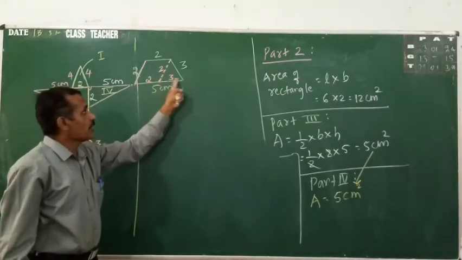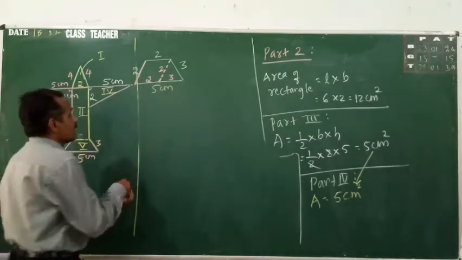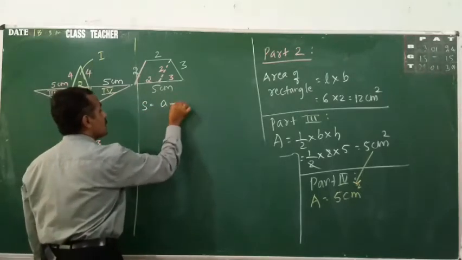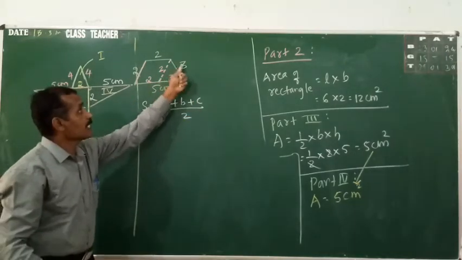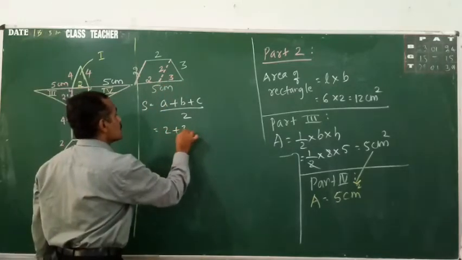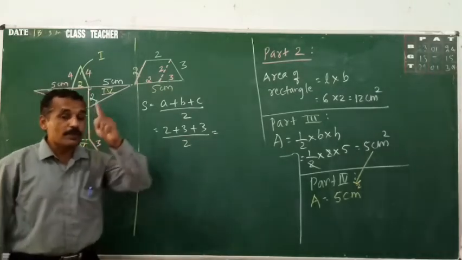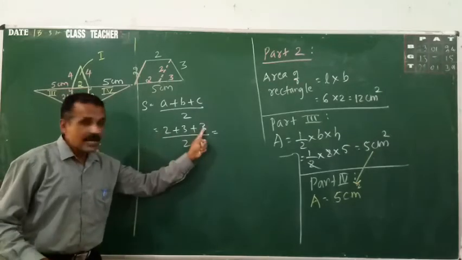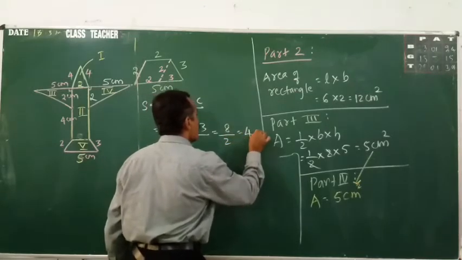Can you find out the area of the triangle first using Heron's formula? I will start. S is equal to A plus B plus C divided by 2. I am talking about the triangle. It is 2 plus 3 plus 3 divided by 2. My dear children, listen to me. Sometimes you may make a mistake. No cancelling first. First add, then divide. 6 plus 2, 8 by 2. Answer is 4 centimeter.